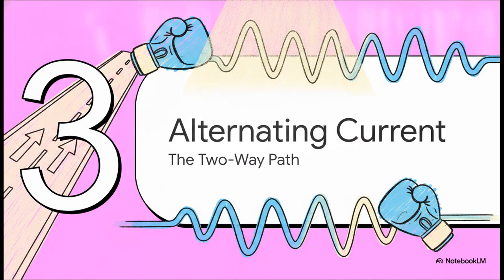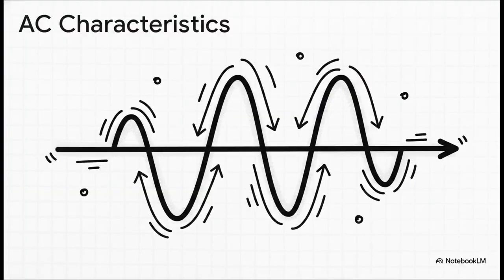Which leads us perfectly into Section 3, alternating current, the two-way path. Unlike that steady, flat line of DC we just talked about, alternating current is a completely different beast. Its magnitude changes continuously, and its direction actually reverses periodically. If you were to map it out, it follows a sine or cosine curve. The electrons are constantly oscillating, pushing and pulling in a continuous, wavy rhythm, rather than just marching straight forward.